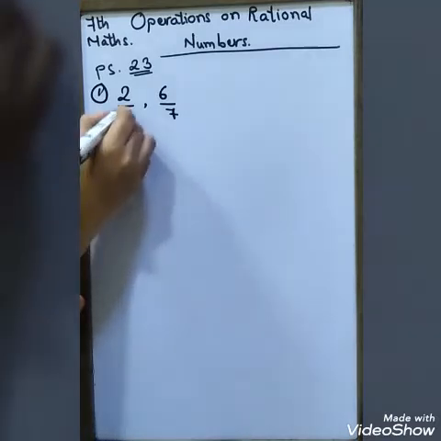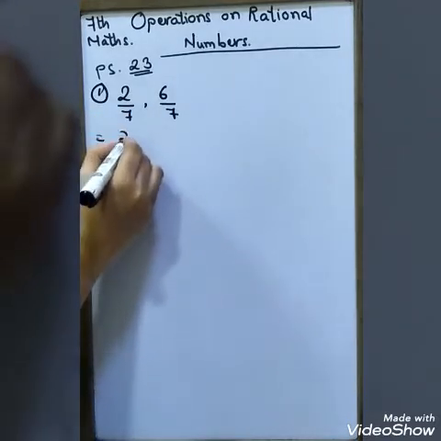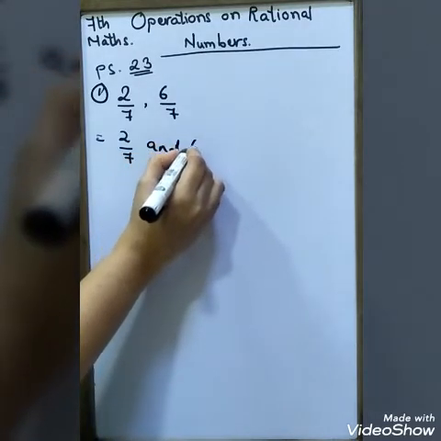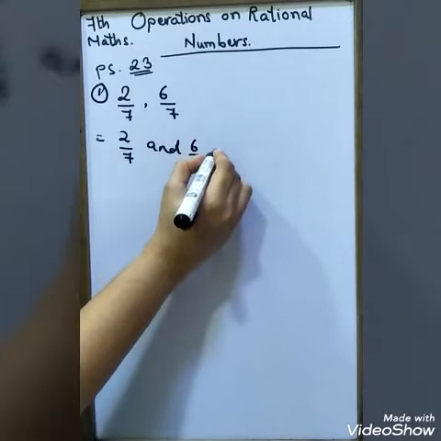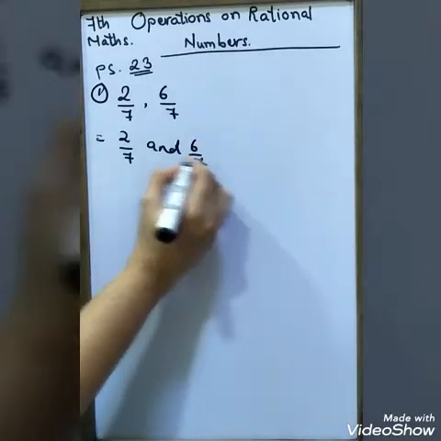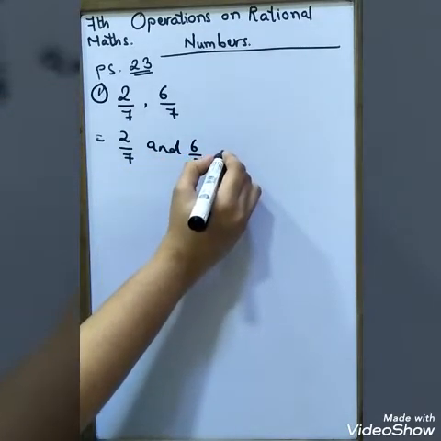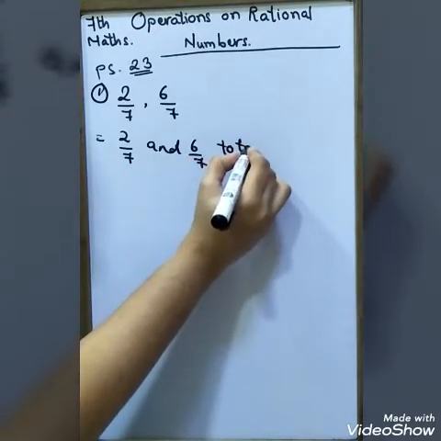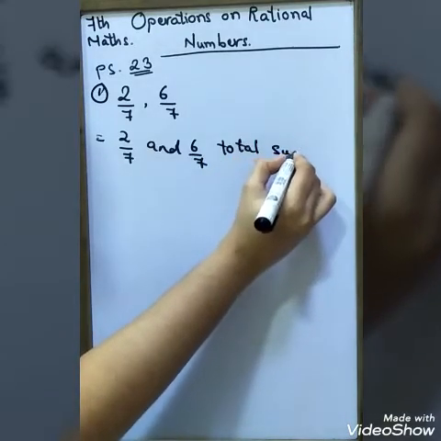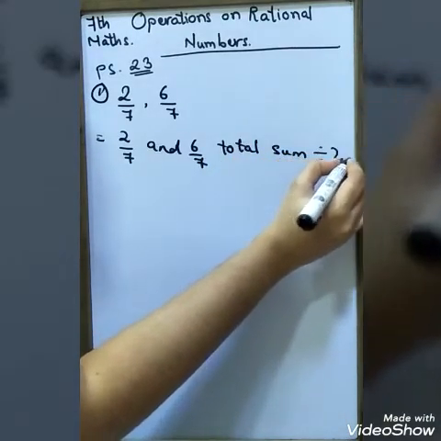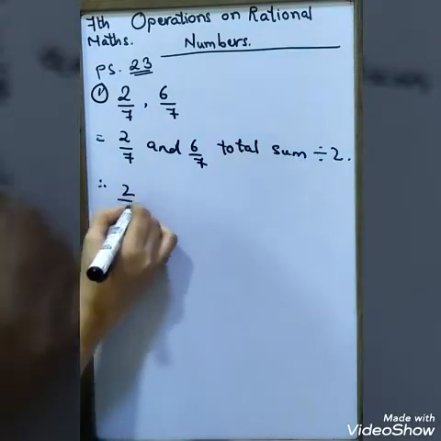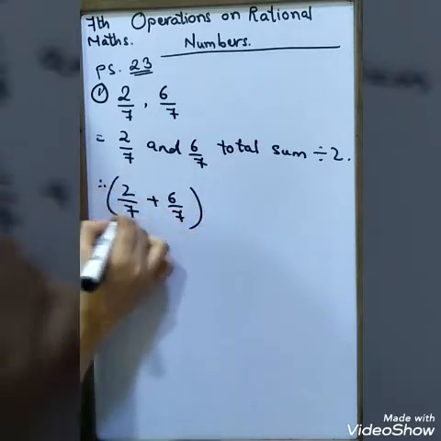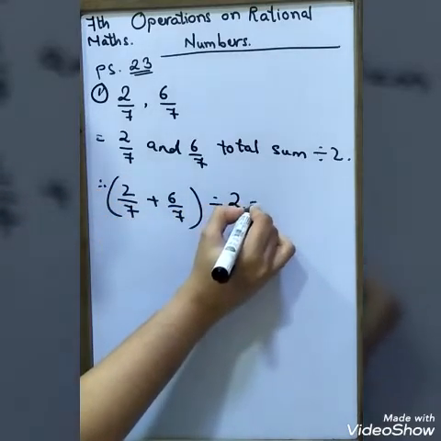So here, firstly, what we are doing: 2/7 and 6/7, their total sum should be divided by 2. Therefore, 2/7 plus 6/7 divided by 2 is equal to.